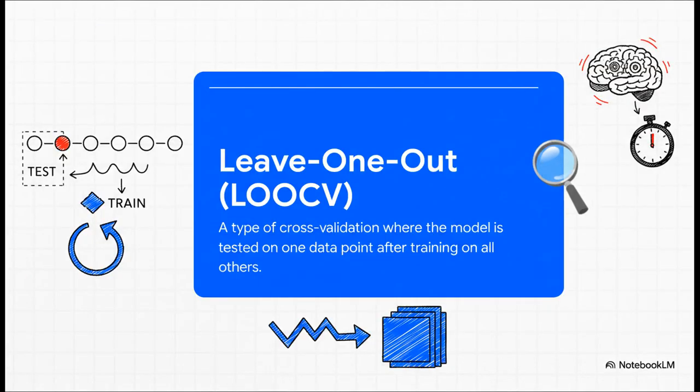Now, an extreme version of this is called Leave One Out Cross-Validation, or LOOCV. And it's exactly what it sounds like. You train the model on your entire data set except for one single point, and then test it on that one point. And you do this over and over again for every single data point you have. It's incredibly thorough, but as you can probably guess, it can take forever to run on a large data set.